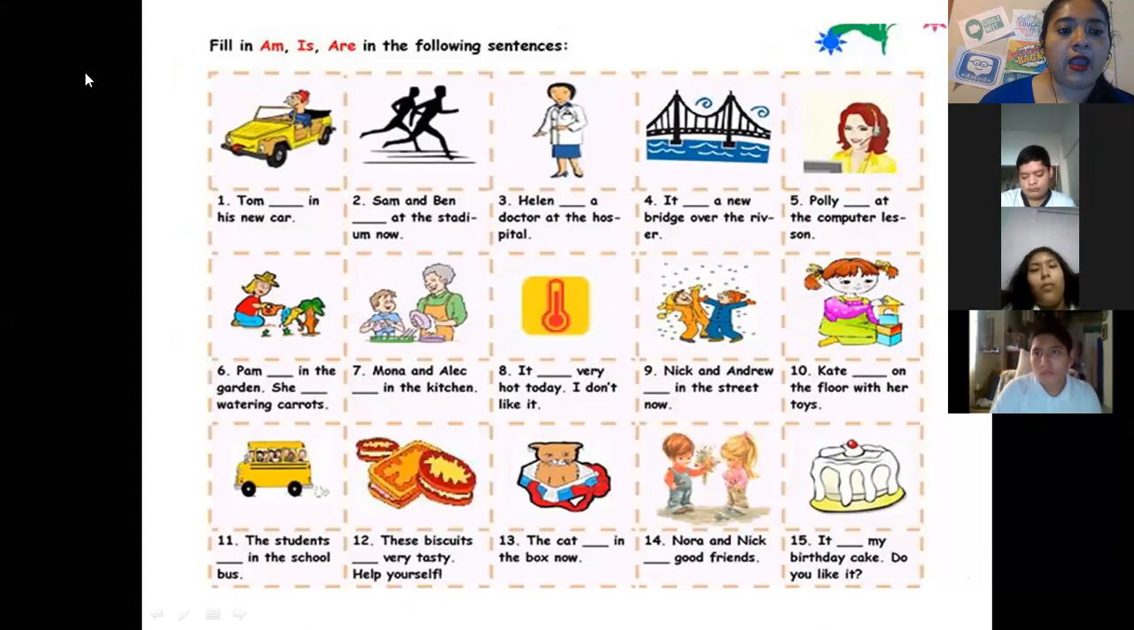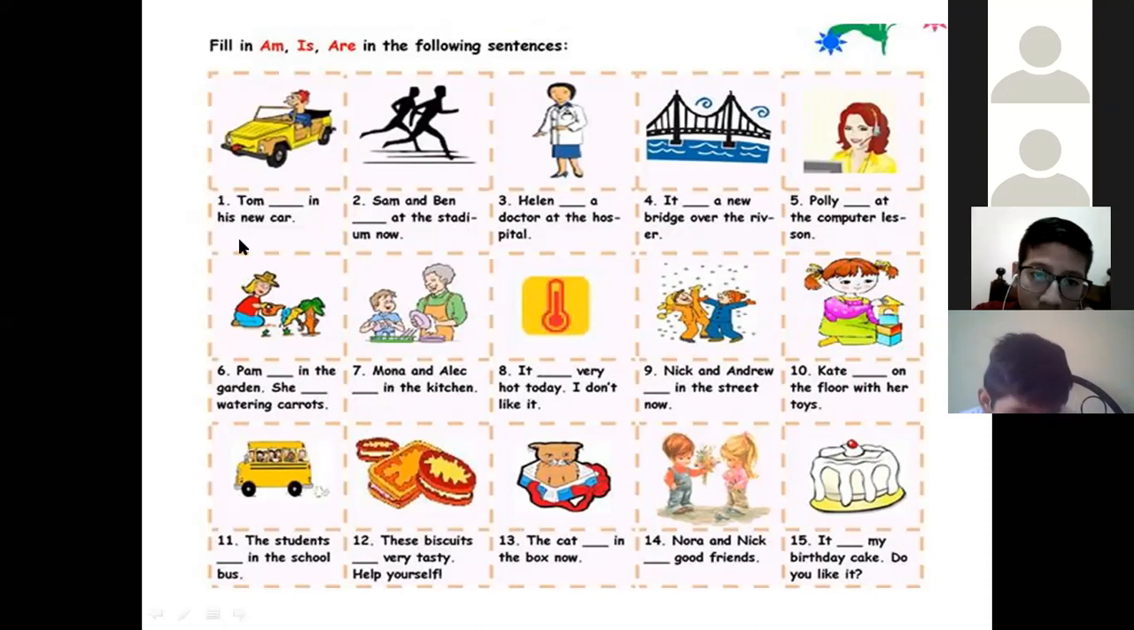Excuse me. I say one name of the student and the student answers the sentence, okay? In complete form. For example, number one, John, I use is, John is in his new car. John is in his new car. Number two, I mention one name of the students and the students answer or complete the sentence.